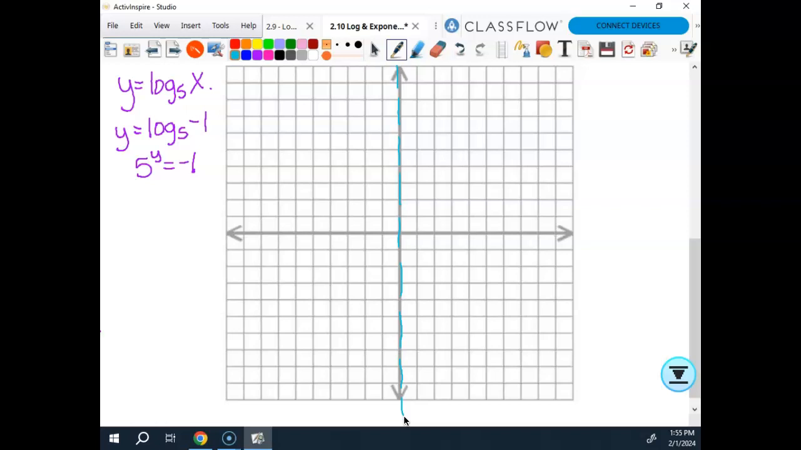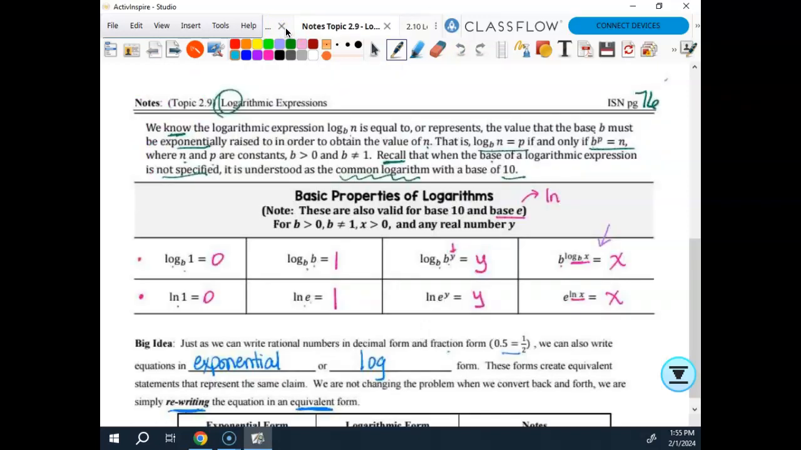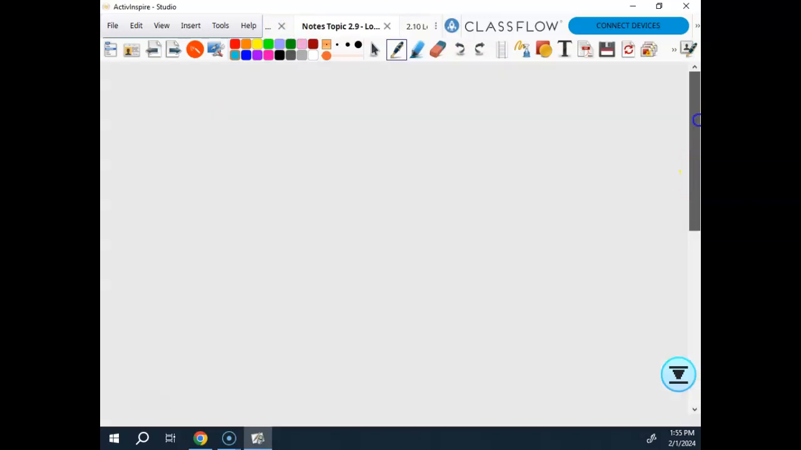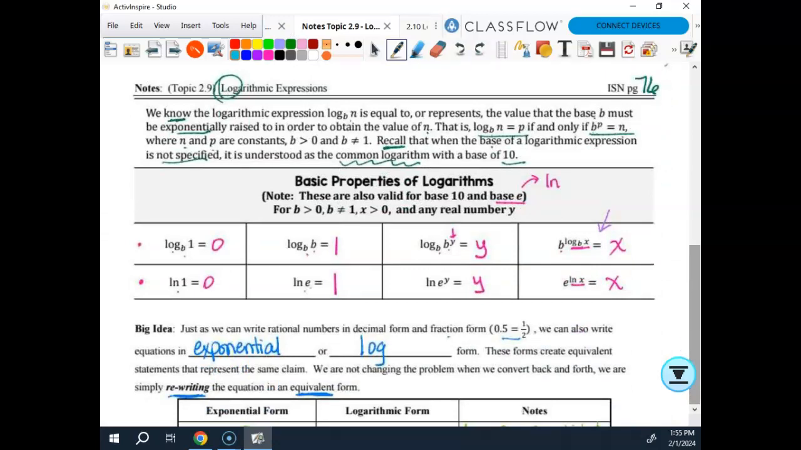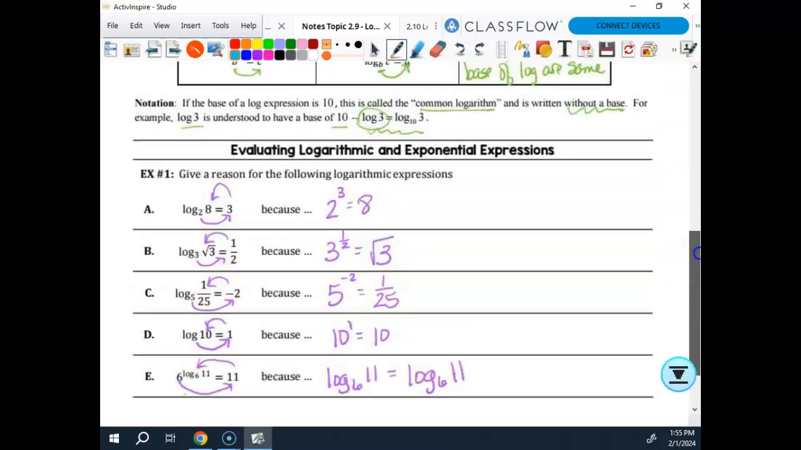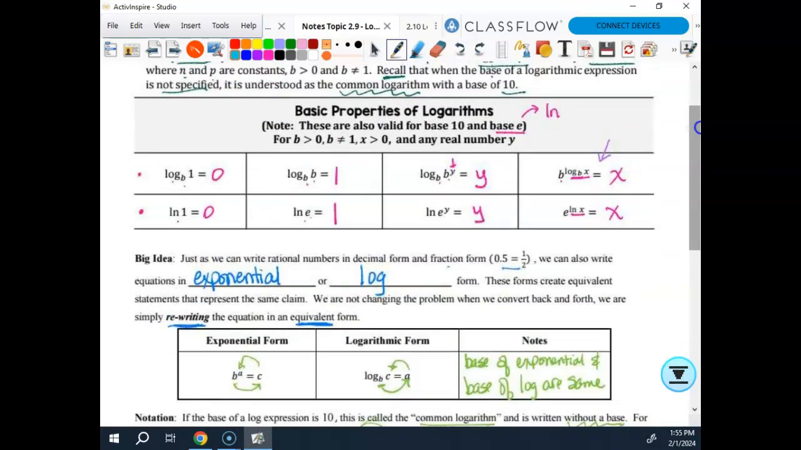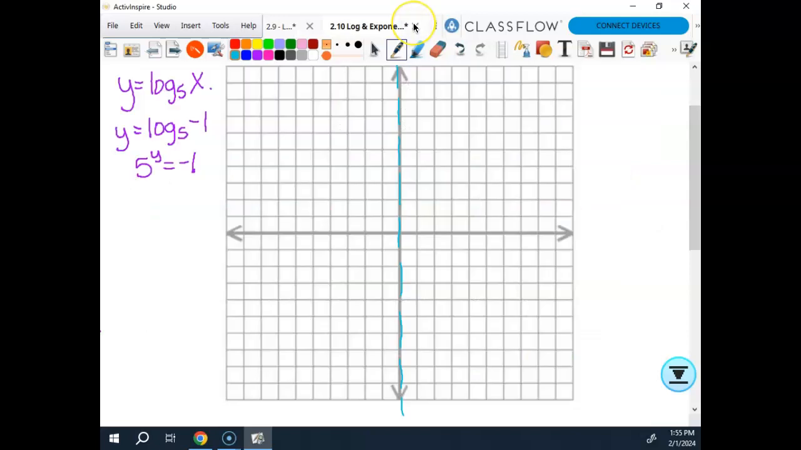What if I did log base 5 of 1? If you don't know for sure, get out your notes from Monday, because up here you have these basic properties that you need to know. These are basic properties, things that you are expected to know. So log base 5 of 1 is going to give you what? 0. So we'll come back over here. Let's plot that point. At 1, I'm going to get 0.